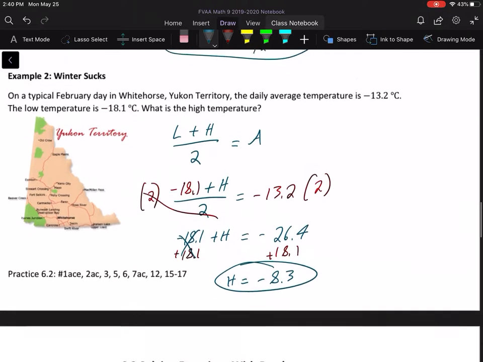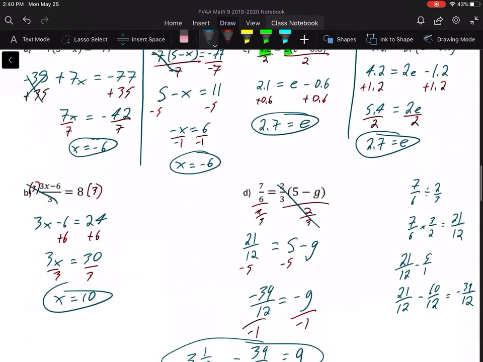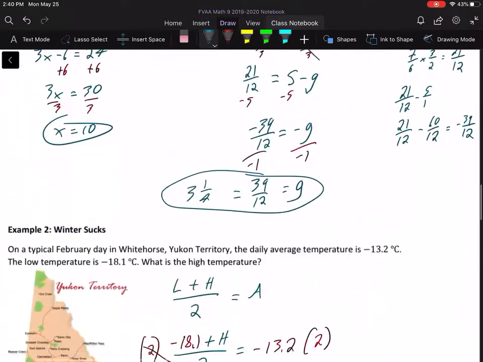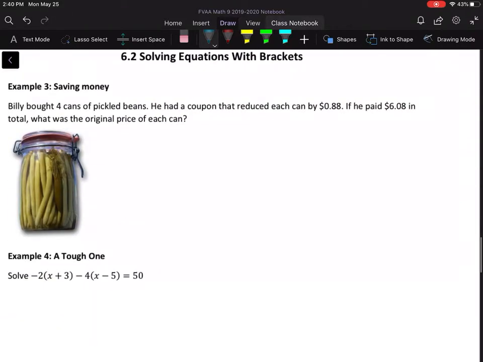Let's try another word problem, because you're going to have obviously some calculations like this in your homework. You're also going to have word problems, so it's important that we get a good idea of how to solve these word problems. So let's do another example.